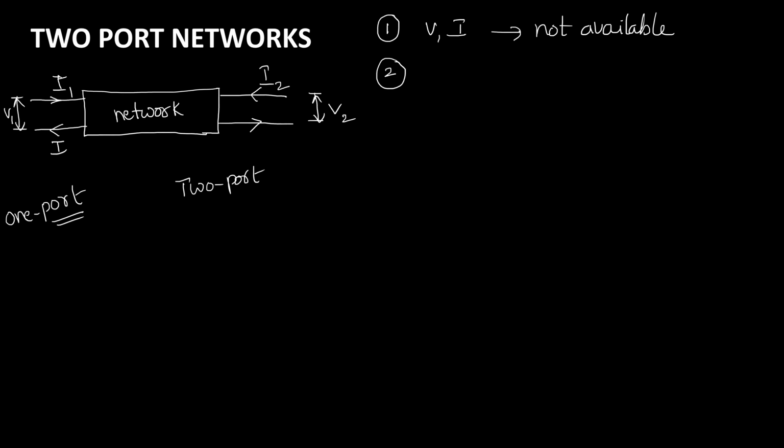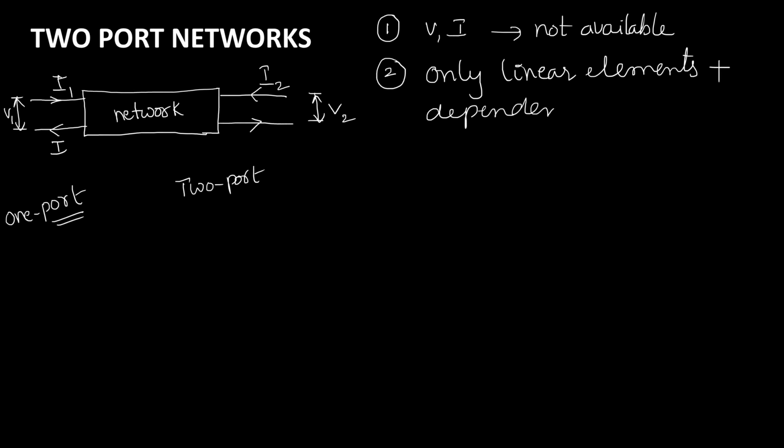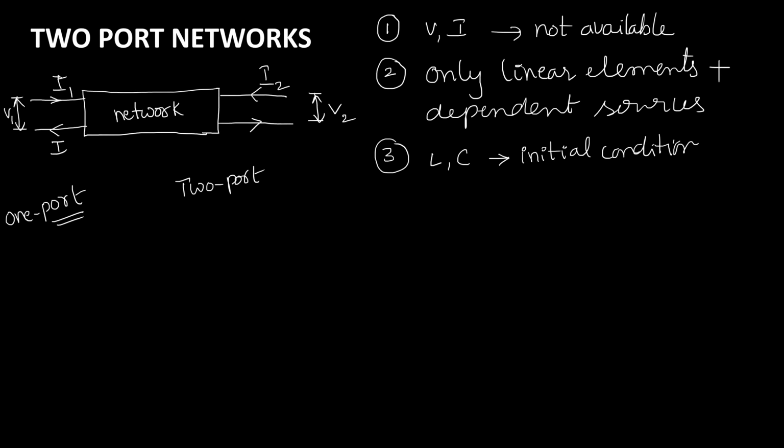The second assumption is that this network will consist of only linear elements, or linear elements along with dependent sources. Strictly, there should not be any independent sources. And the third assumption is that we may have inductors and capacitors also. If we have inductors and capacitors, we have to assume that the initial conditions are zero. So these are the basic assumptions that we need to remember throughout the two-port networks concept.